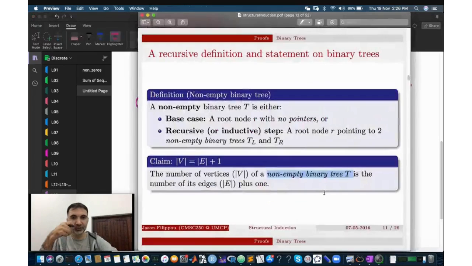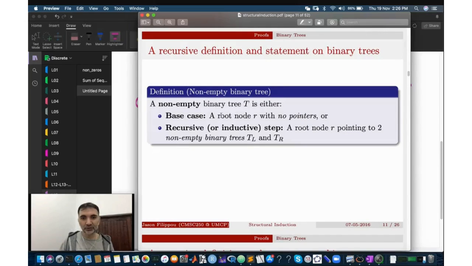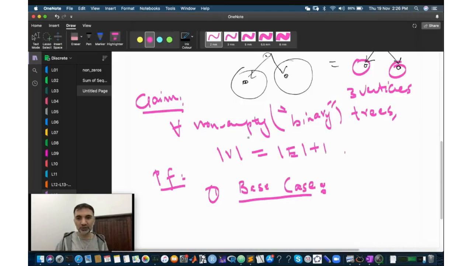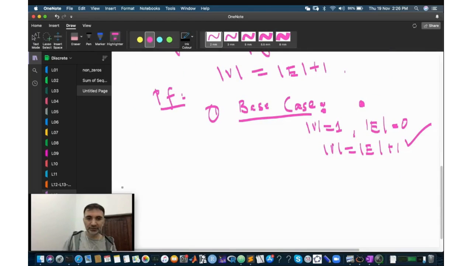So for example, जब आपने binary tree define किया, तो this is what you said, that a root with no pointer is your base case. Okay, so let's prove the base case for a root with no pointers. Okay, this is your base case. इस case में the number of vertices is equal to 1, the number of edges is equal to 0, which means the number of vertices is equal to the number of edges plus 1, which means we are fine. This proves our base case. Is everyone happy with the base case of this structural induction proof?